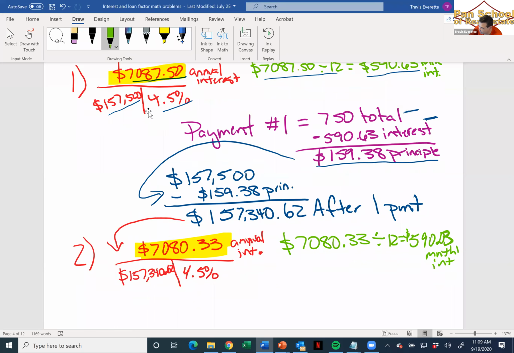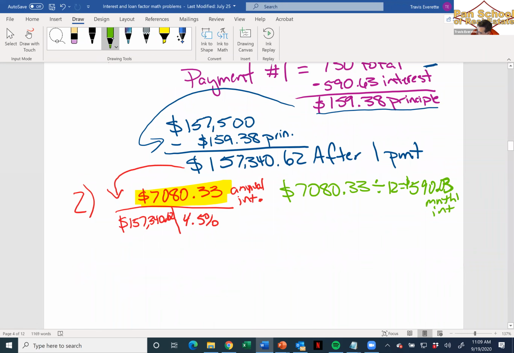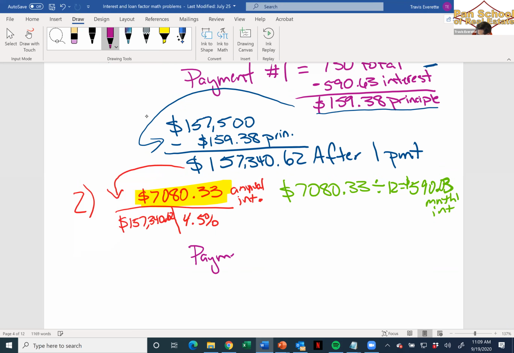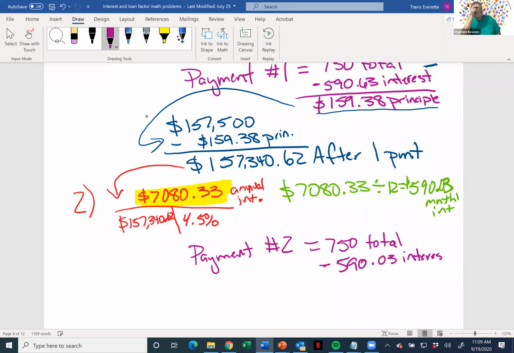And so I'm going to do the same thing that I did with payment number one. I'm going to do again with payment number two. I'm going to break it down into its pieces. How much is the amount of payment number two? Don't we pay the same amount every month? Yes. So it's still $750 total minus the $590.03 in interest. It's $159.97 going toward the principal.